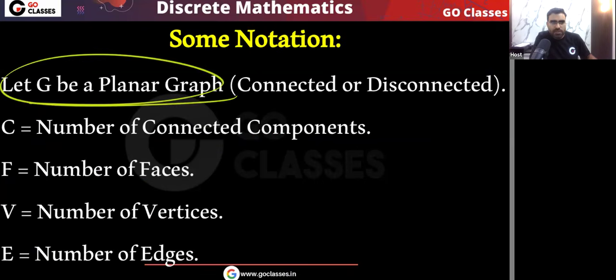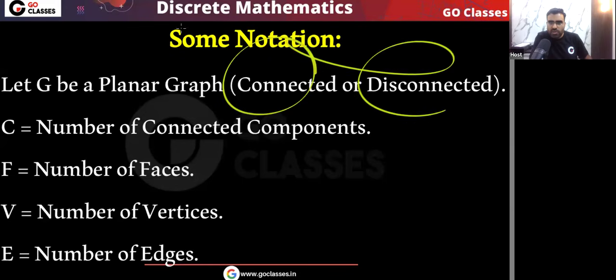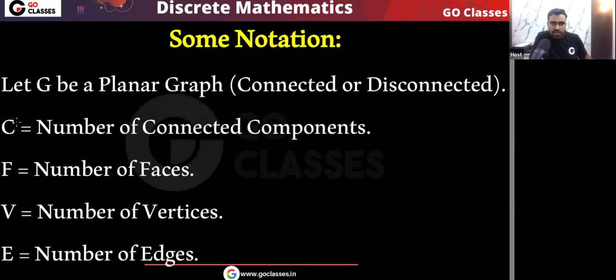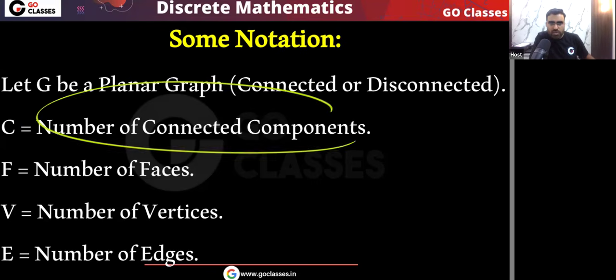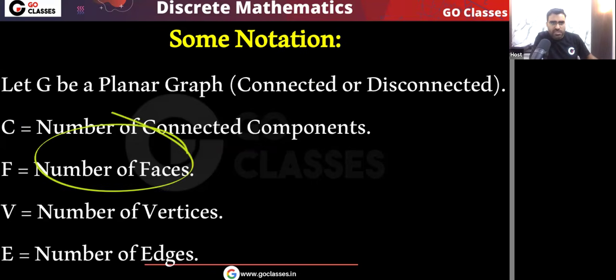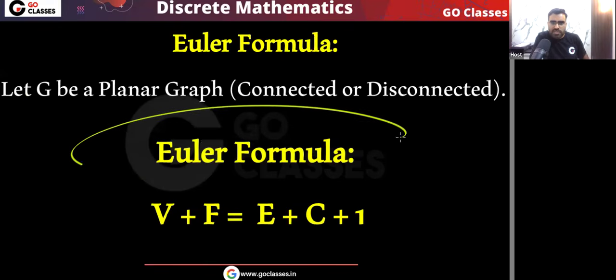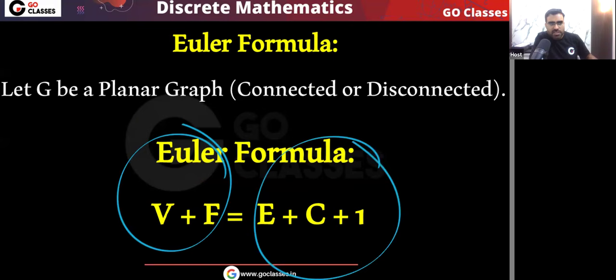So if G is a planar graph, it can be connected or it can be disconnected. Let's assume C means the number of connected components, F means the number of faces, V means the number of vertices, E means the number of edges. These are the notations. Now let's see the Euler formula. The Euler formula is very simple. It says that V plus F equals E plus C plus 1.